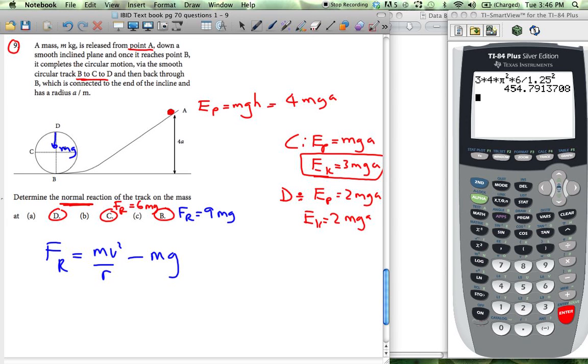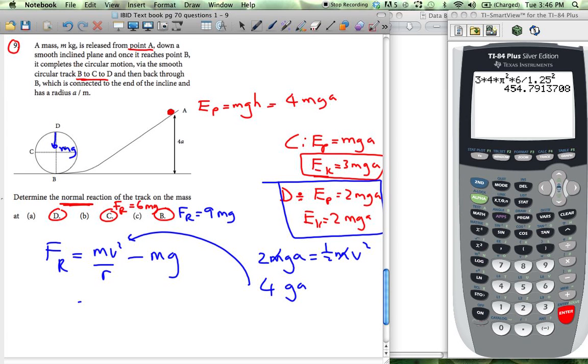So now putting this into using my formula over here, we know that at D, your EK is equal to 2 mGa. So you've got your 2 mGa, and that's equal to a half mv squared. We've done this a few times now, so that's 4. The m's cancel, and we're going to get v squared equal to 4Ga. I put that into here, so I'm going to get m times 4Ga all over a, because the r is equal to a, so that cancels, minus mg. So it's actually going to equal 3 mg will be your value for that. So this one over here is going to equal 3 mg will be the reaction force for that.